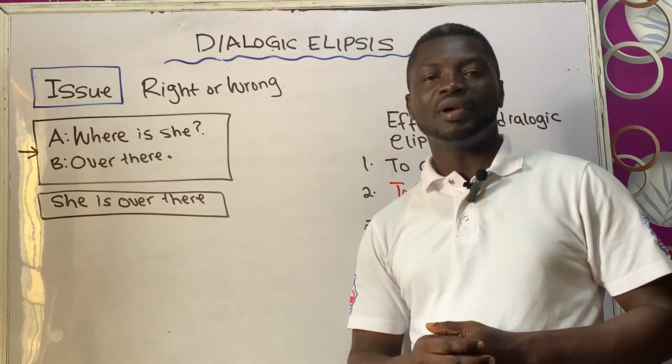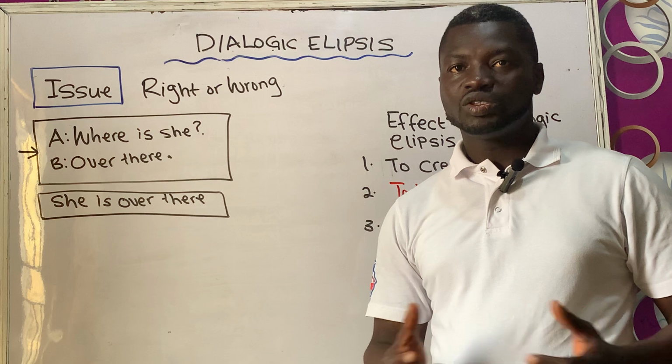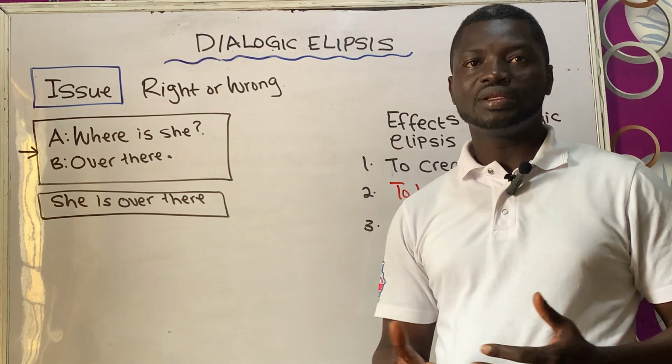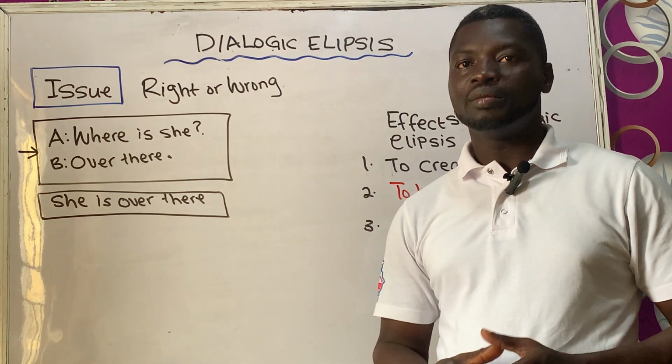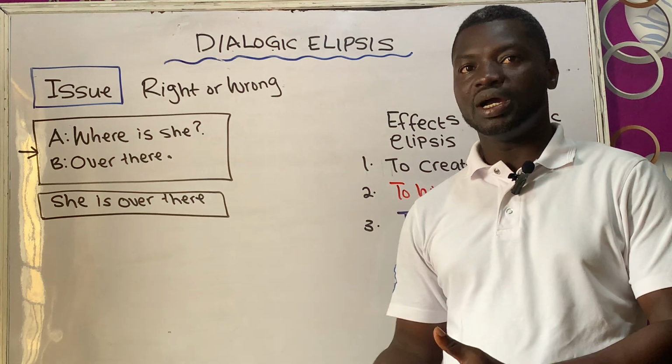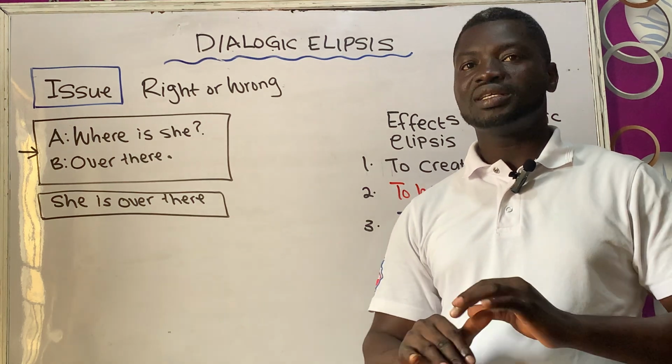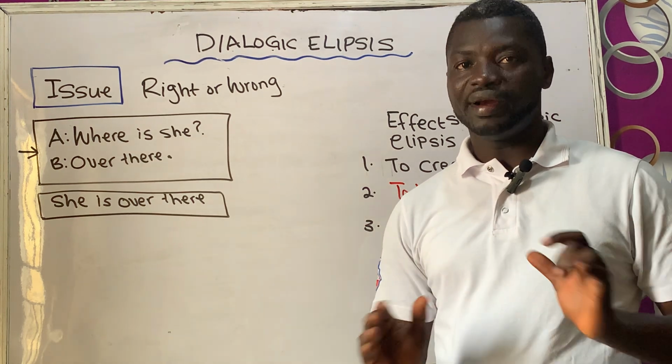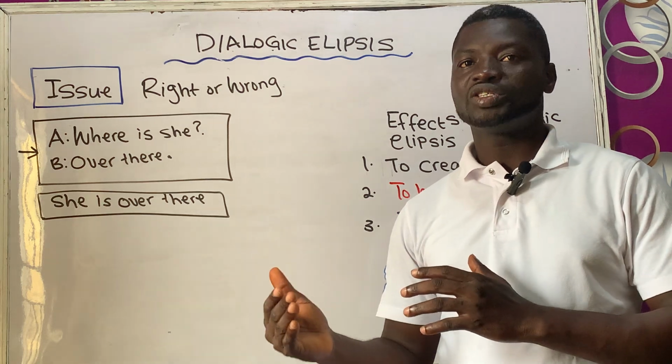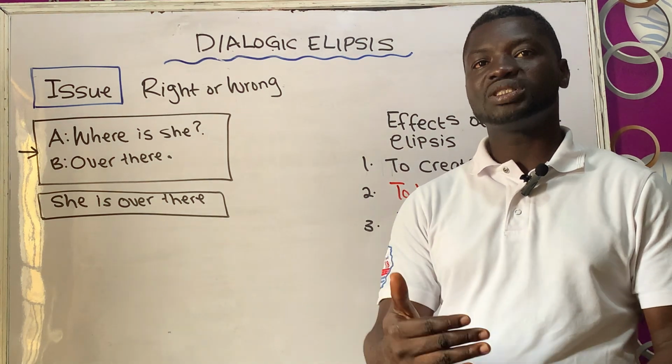Now, let's quickly talk about the highlights of this discussion. The highlight is very simple. There's something we call dialogic ellipses. And what is it all about? It's all about the omission of words in the context of a dialogue. And it's actually fine and it's correct. All right. Unlike what some people have taught, that why do we have to respond to a question elliptically?